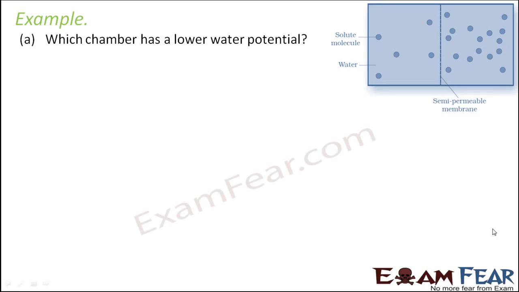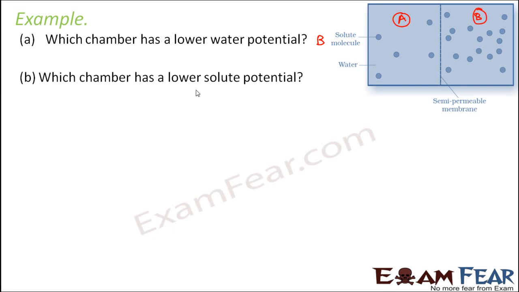As you can see here, let us name these regions. Let us suppose this is region A and this is region B. So which chamber has lower water potential? Wherever the concentration of water is more, the water potential will be more. Here the water concentration is more in A, and it is less in B. Since the water concentration is less in B, the water potential is also less in B. So chamber B will have lower water potential.